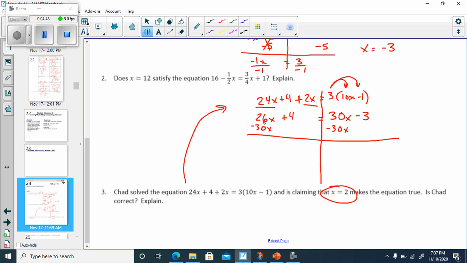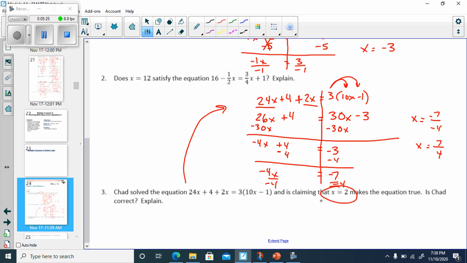When I subtract 30x from both sides, I've got -4x plus 4 is equal to -3. Okay, now let's subtract 4 from each side. I now have negative 4x equals negative 7. Let's divide both sides by negative 4. And I get x is equal to negative 7 over negative 4. A negative divided by a negative is a positive. X is equal to 7/4.